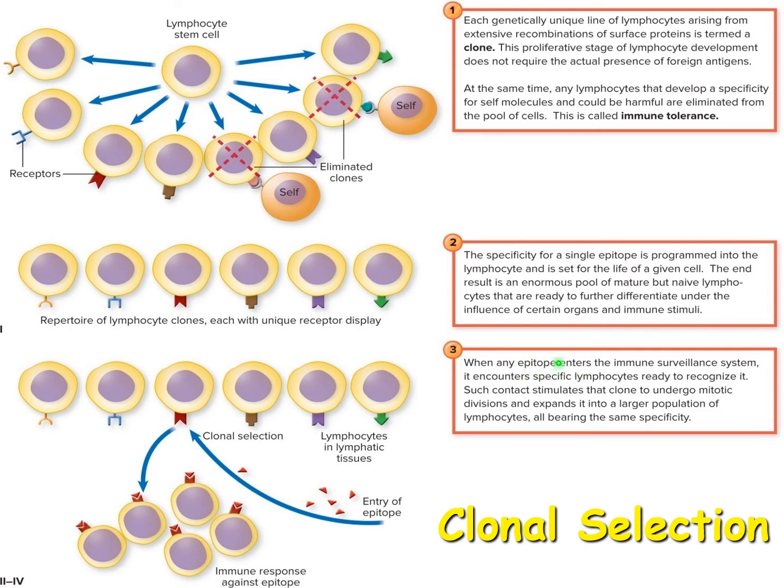When any antigenic epitope enters the immune surveillance system, it then encounters specific lymphocytes ready to recognize it. Such contact stimulates that clone to undergo more mitotic divisions and expand into an even larger population of lymphocytes, all bearing the same specificity. In other words, if this one is activated, it will undergo clonal expansion and will have a huge amount of clones that bear the same T cell or B cell receptor that can then interact with more of the antigen.